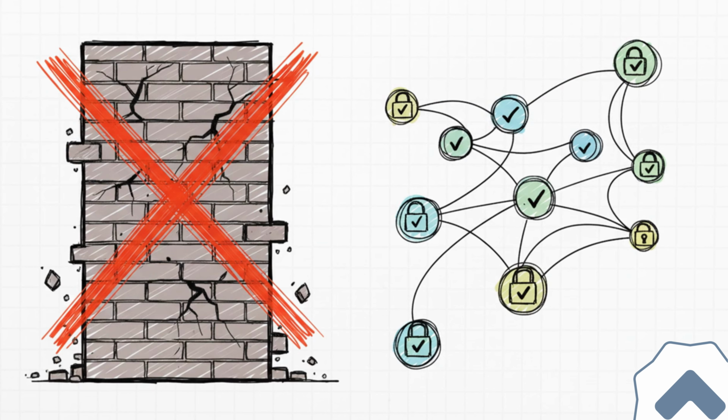So, the most important point is this. Zero trust isn't about chasing some impossible standard of perfect protection. It's about building a resilient system that can adapt and respond to threats.